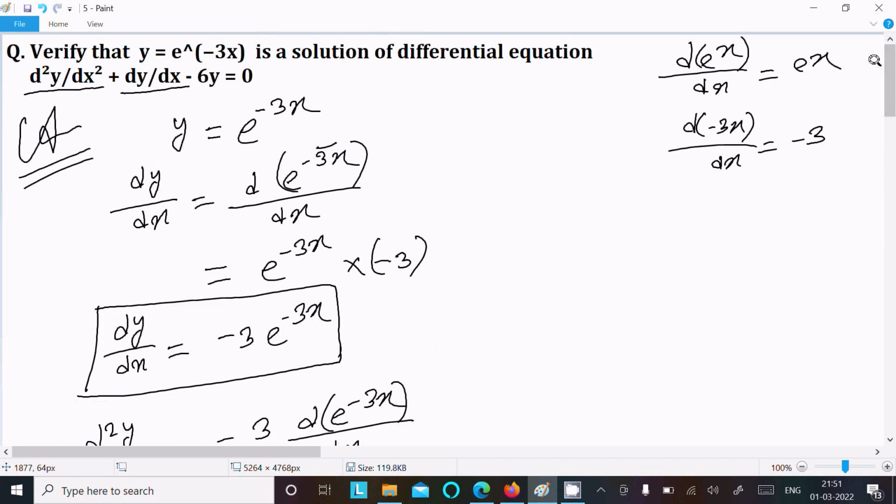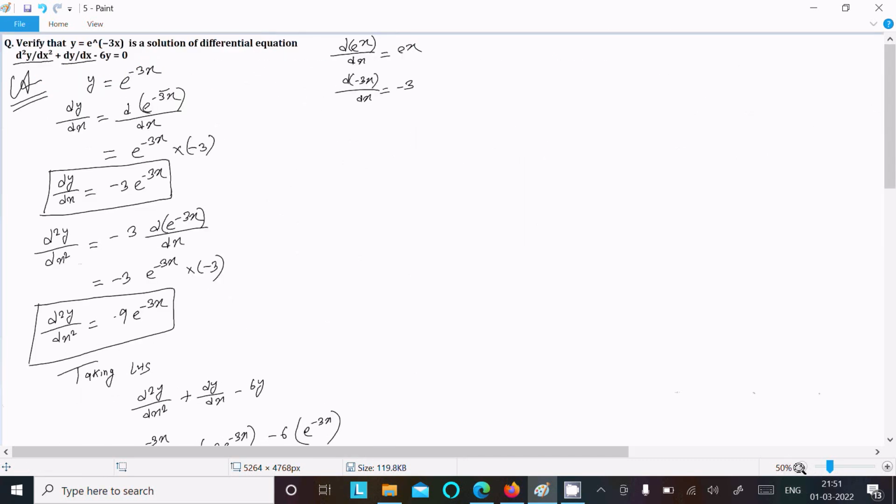So this is the way we can check this question: write the given, do the differentiation, use this formula, and after that calculate the second derivative, take the LHS, and make that 0.